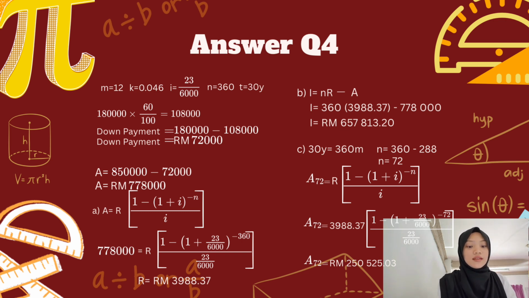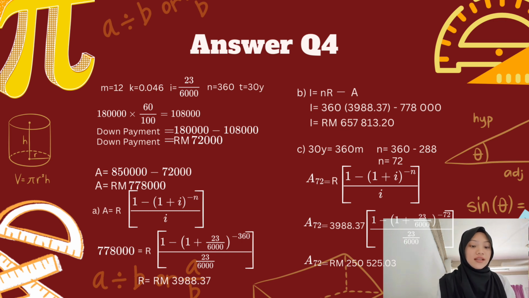And then we can use the formula of present value, but we haven't got the value for A, so first we need to calculate it. How we calculate it: his new semi-detached house is priced at RM 850,000. That value we will minus with the down payment, so we can get the A value of 778,000 ringgit. And afterwards we can put it in the present value formula and calculate it. We will get the monthly payment of 3,988.37 ringgit.